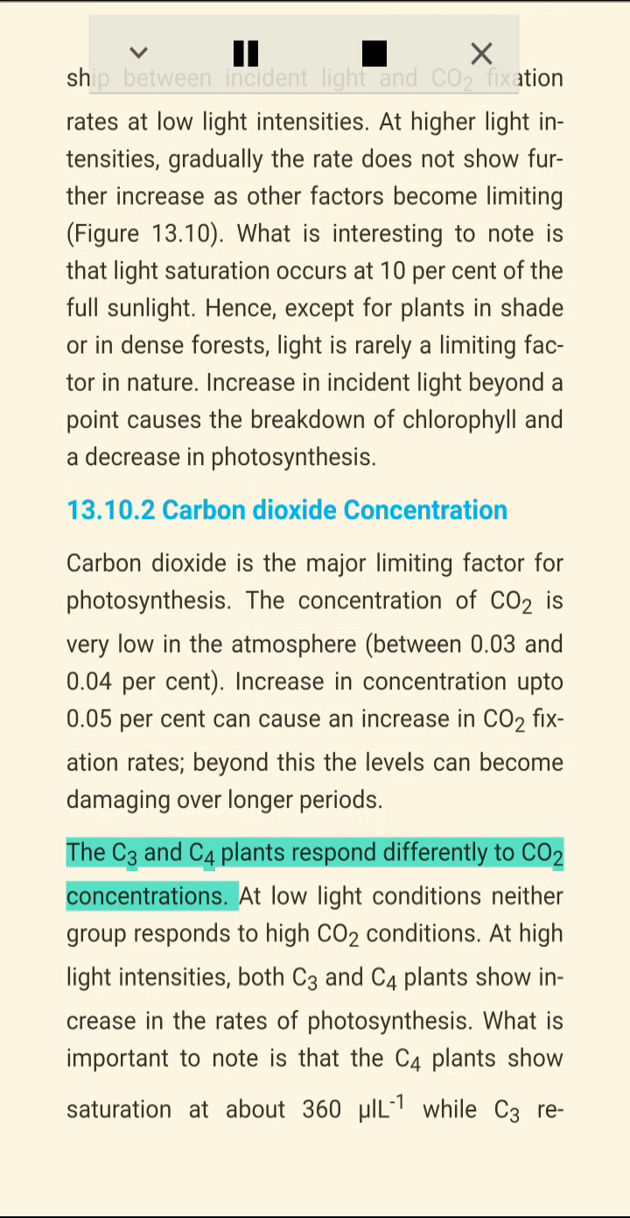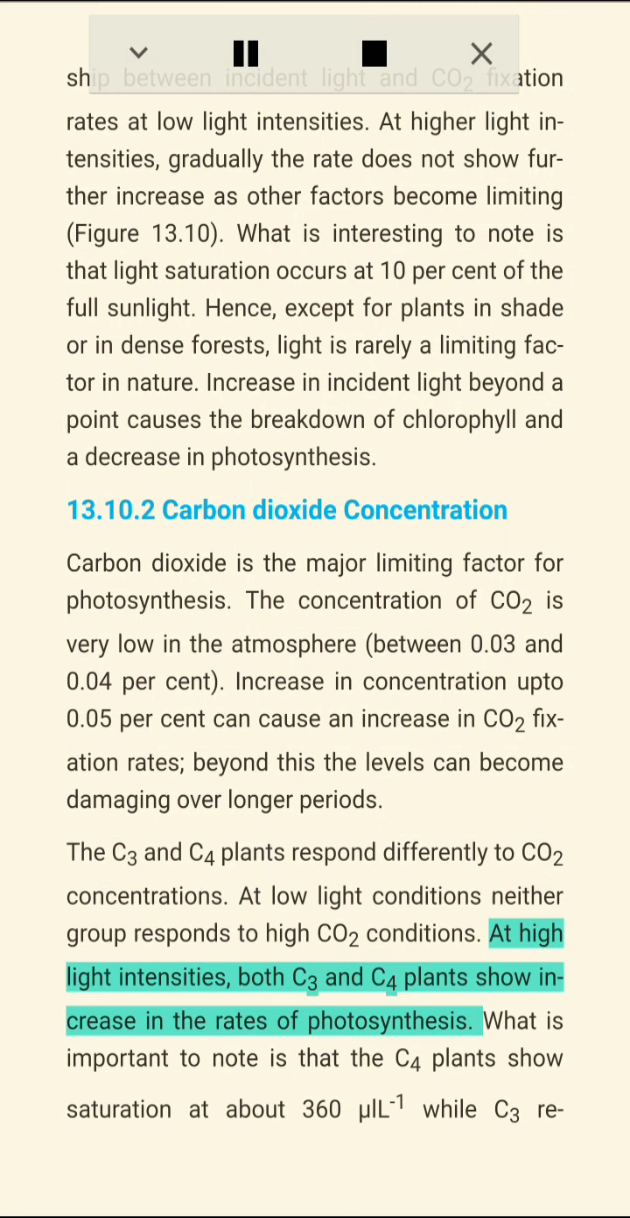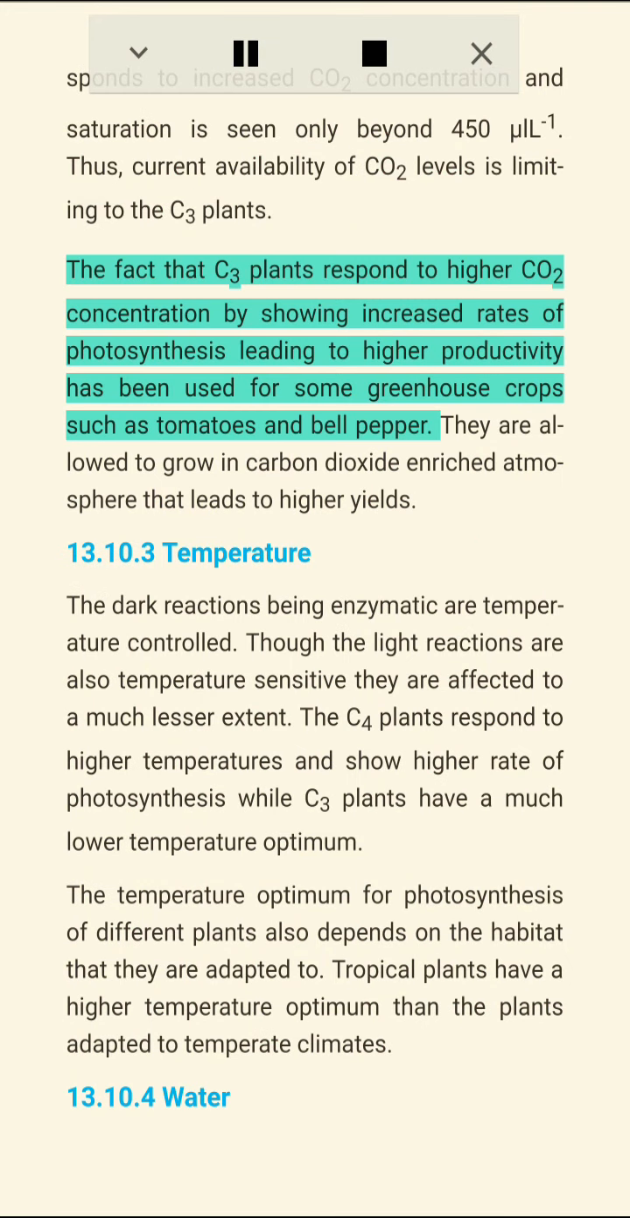The C3 and C4 plants respond differently to CO2 concentrations. At low light conditions, neither group responds to high CO2 conditions. At high light intensities, both C3 and C4 plants show increase in the rates of photosynthesis. What is important to note is that the C4 plants show saturation at about 360 µL/L while C3 responds to increased CO2 concentration and saturation is seen only beyond 450 µL/L. Thus, current availability of CO2 levels is limiting to the C3 plants.